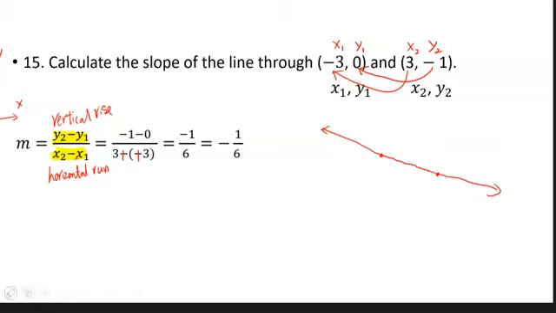And negative divided by positive is going to be negative. So I can put a minus sign in front of the fraction 1 over 6.